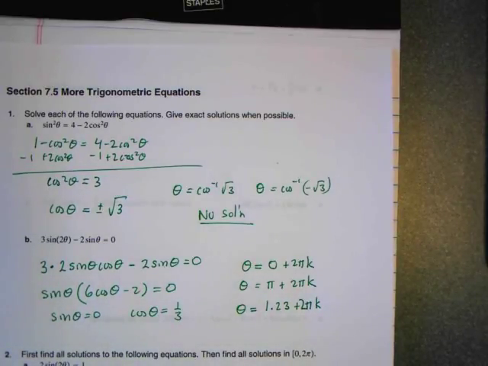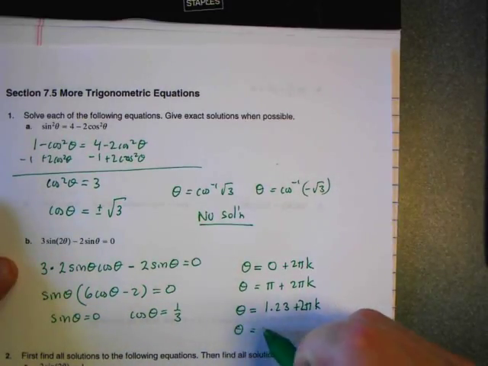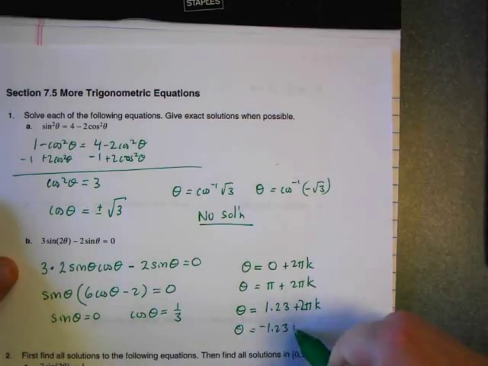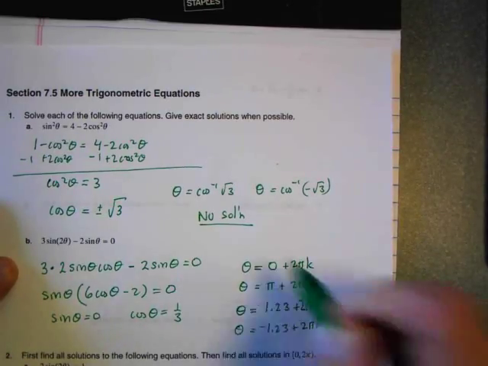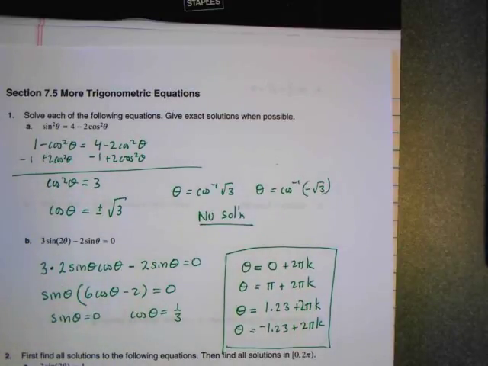Well, that would be quadrant 1. There's another answer in quadrant 4. So the negative of it. Theta equals negative 1.23 plus 2 pi k. I think that's it. I think that's all 4 answers. Questions on that one?